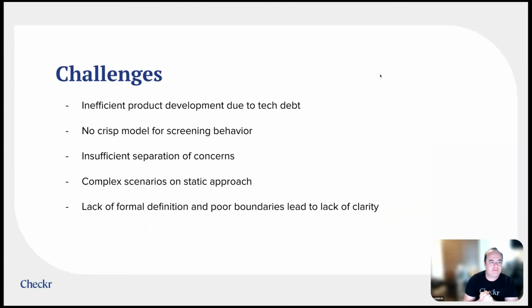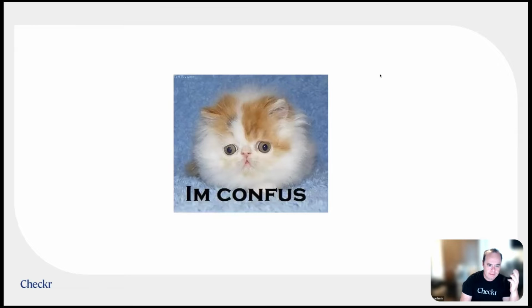The challenge is that we have inefficient product development due to tech debt. Now that everything is such a spaghetti, it's really hard to reason about and to know how to implement new stuff without breaking old stuff. There is no crisp model for how a screening behaves, and not enough separation of concerns. Complex scenarios are really hard to deal with because there are a lot of nuances that the background check needs to comply with. Basically, the lack of formal definitions and clear boundaries leads to lack of clarity, which I think we can sympathize with. That leaves us looking like this. This is very cute, but this is not fun.